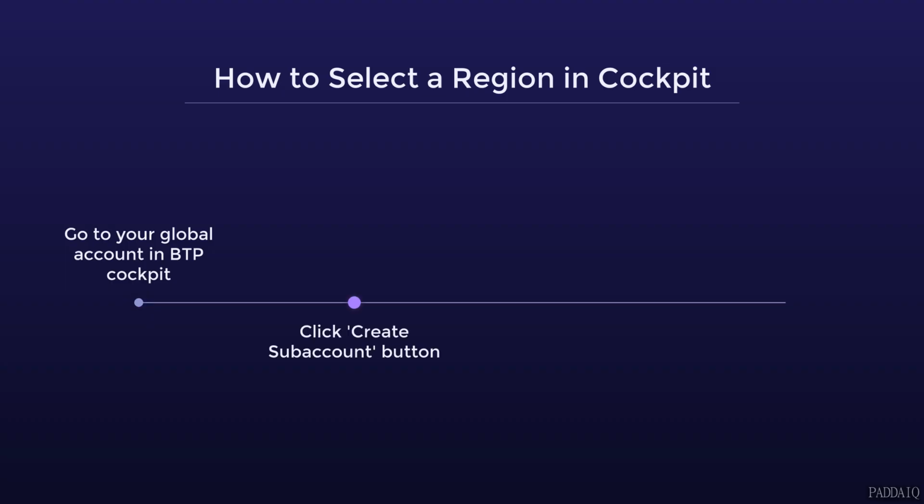Click Create Subaccount button. This action starts the process of setting up your dedicated space in the desired region. For instance, if your users are in Europe, you'd click this button to begin creating a subaccount in the Frankfurt region. This is the essential first step to deploy your applications and services in a specific geographic location.